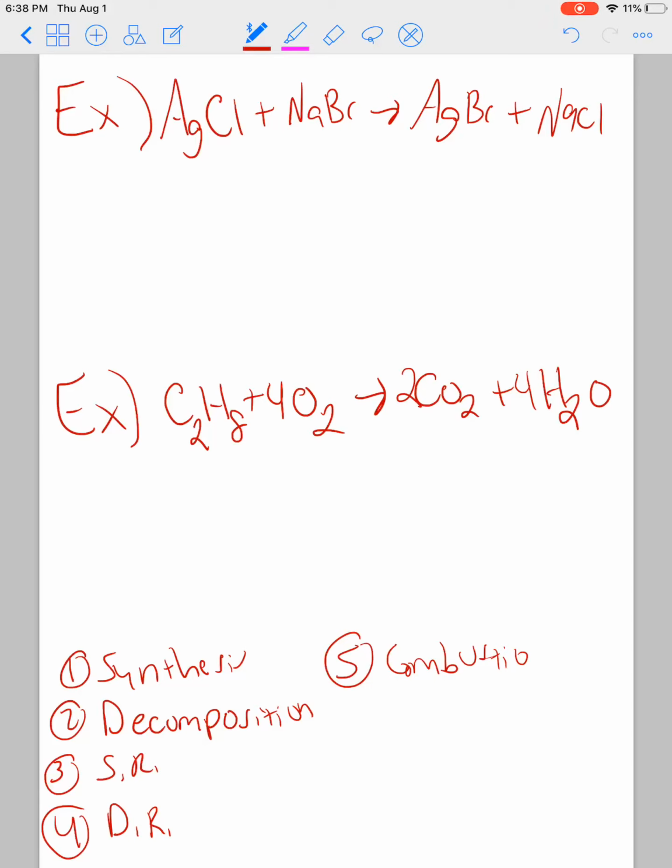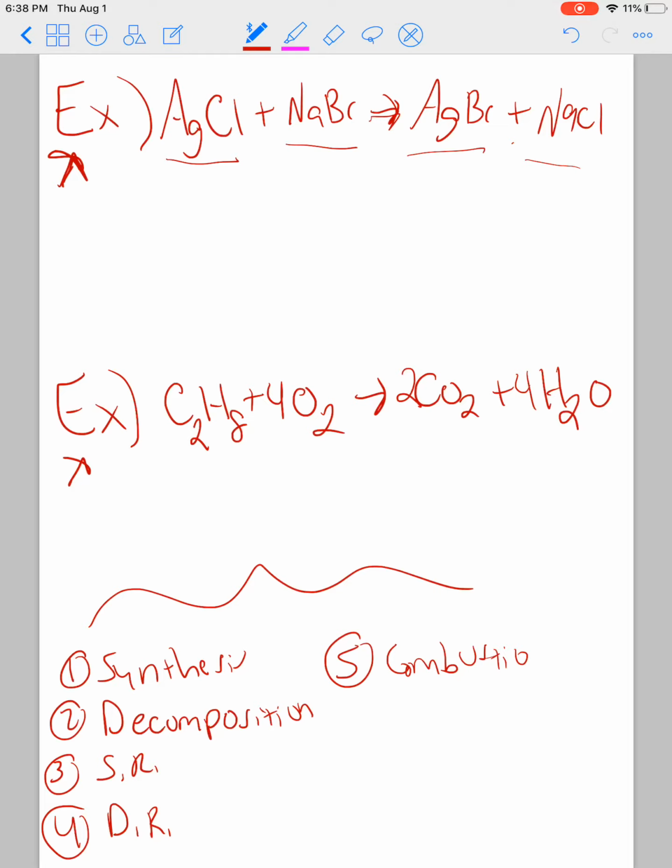Okay, in this flashback, you were asked to identify what type of chemical reaction a specific equation is. So here are two examples, and we're going to go through our list of types of reactions here, and then determine what type of chemical reaction each example here is. So let's look at the first one I have listed here. I have AgCl plus NaBr reacts to give me AgBr plus NaCl.